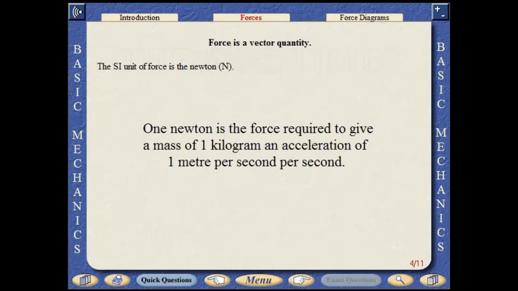Force is a vector quantity. The SI unit of force is the newton. 1 newton is the force required to give a mass of 1 kilogram an acceleration of 1 meter per second per second.